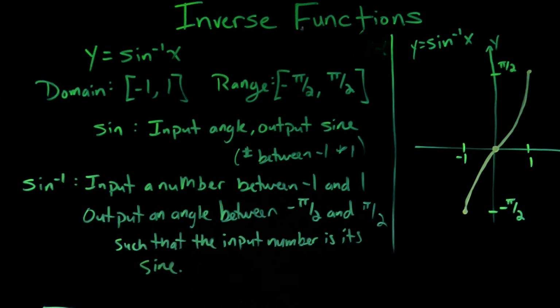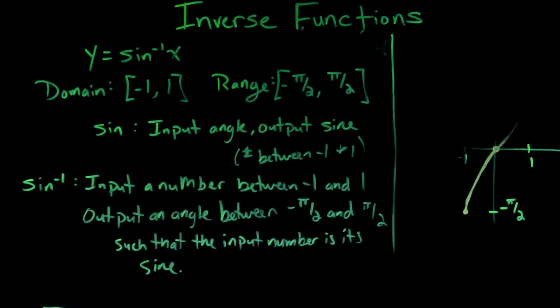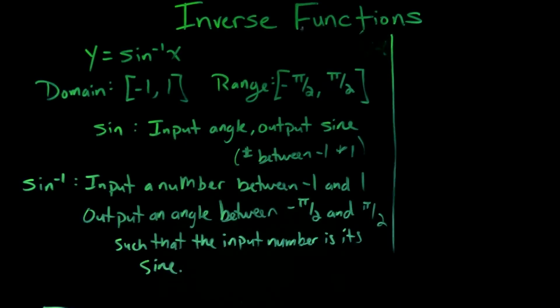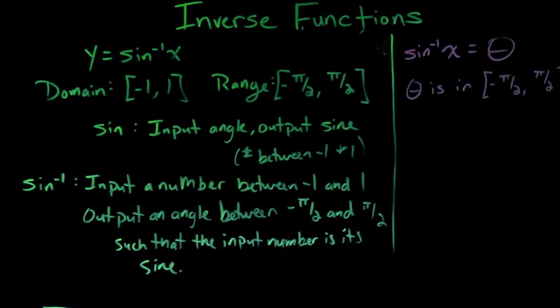such that the input number is its sine. Okay, so whenever we are computing inverse sines, we can think about it this way. So if we're finding the inverse sine of some number x, that's going to be some angle theta, where theta is an angle between negative pi over 2 and positive pi over 2, and the sine of theta is equal to x.